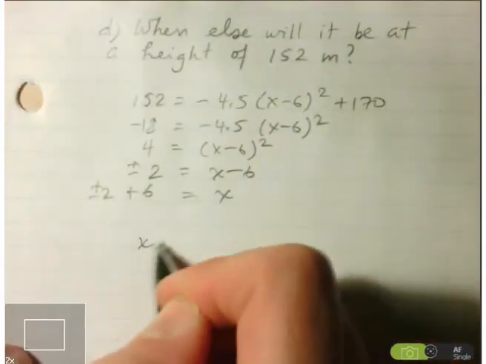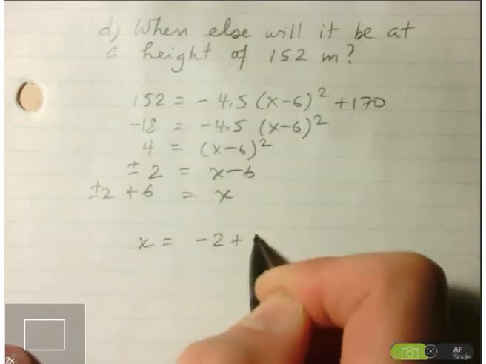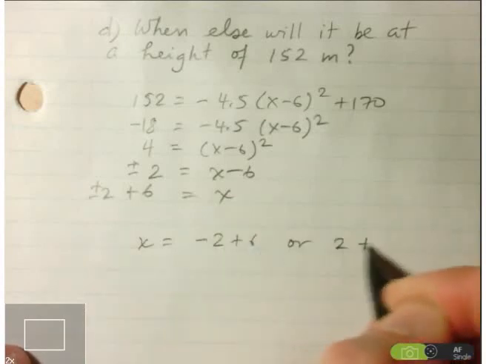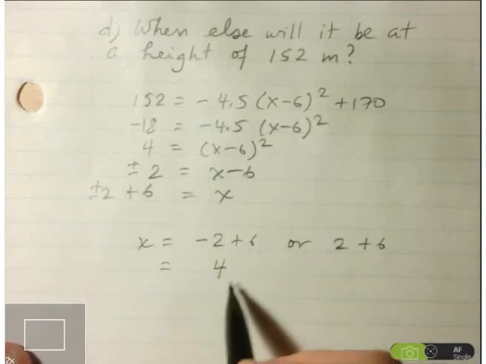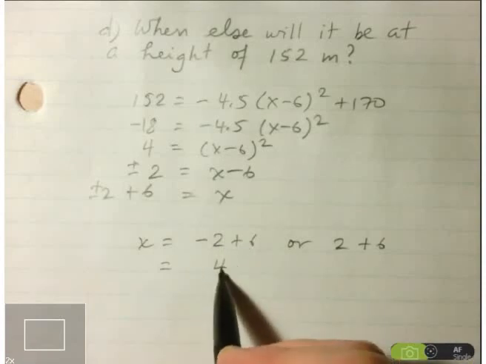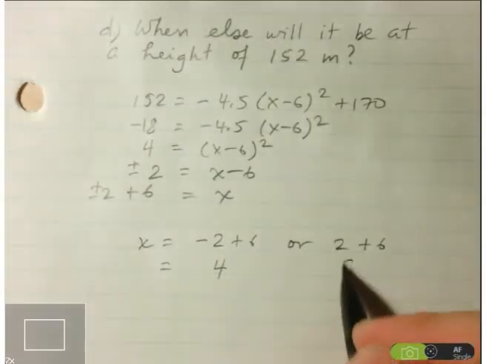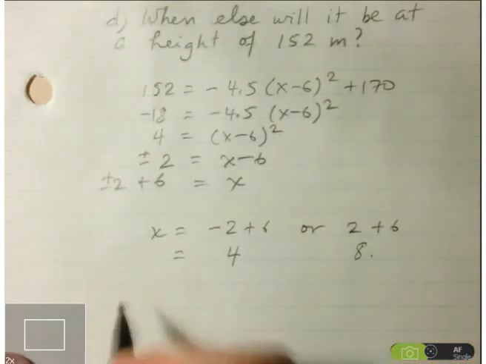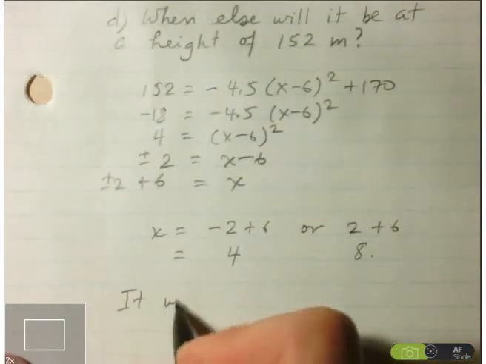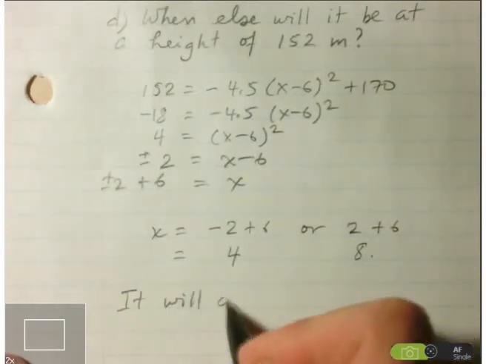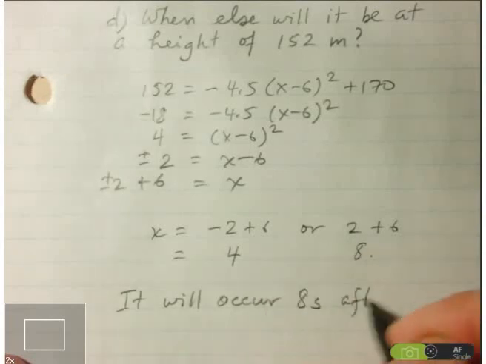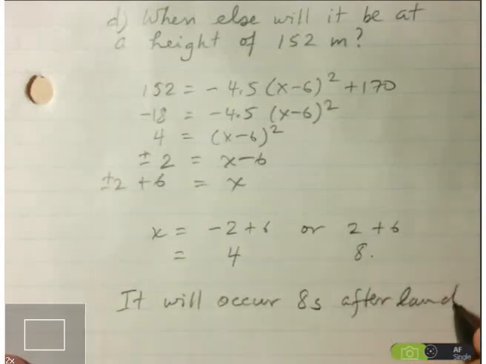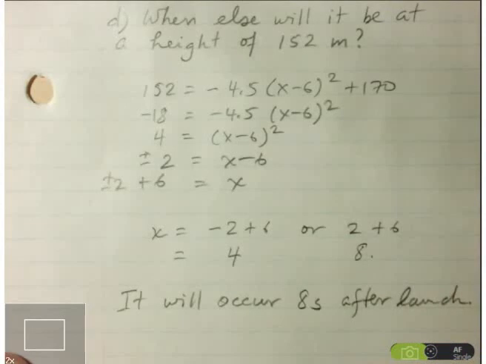So that means that x is either equal to negative 2 plus 6 or positive 2 plus 6. In other words, 4, which was the answer that we already knew. So I'm definitely happy that we're seeing that one there, or 8. So that means that it will occur 8 seconds after launch.